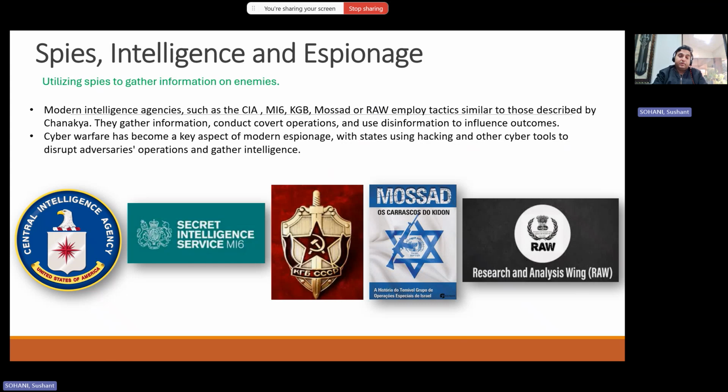Cyber warfare in the current world: sometimes it's not required that an agent is with you. They can be watching or snooping through your computer or your phone. Cyber warfare has become a key aspect of modern espionage, with states using hacking and other cyber tools to disrupt the adversaries' operations and gather intelligence. Because everything is connected through computers, phones, and the internet these days, it can disrupt everything.